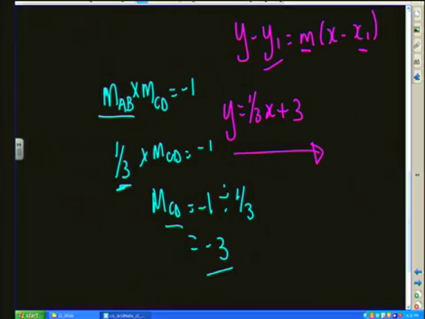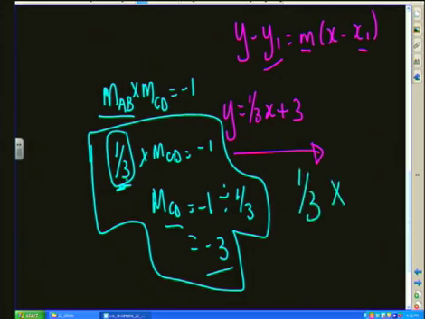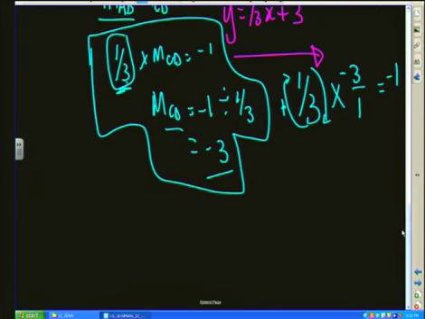You could also, if you didn't want to do this in the whole long working out version, since you know the product of the gradients is minus 1, if the one gradient is a third, all you do to get the other gradient is you tip these around. So it's going to become 3 over 1, and you change the sign. So this is positive, so you change the sign to a negative, and a third times its inverse, negative 3 over 1, will give me negative 1. So you could also just do it by looking. So the gradient of line CD is minus 3.